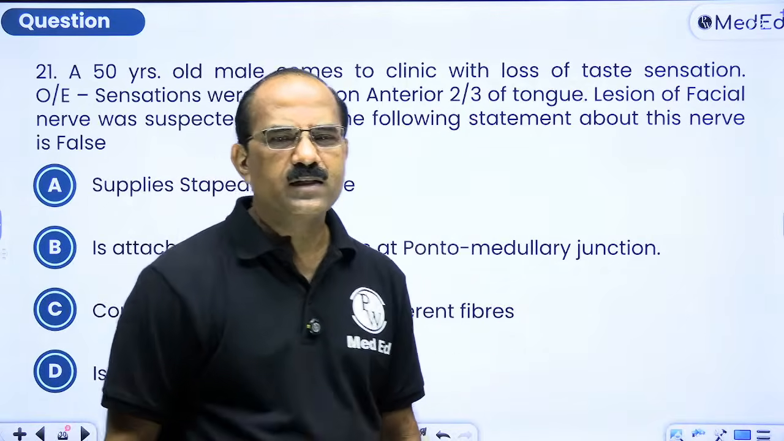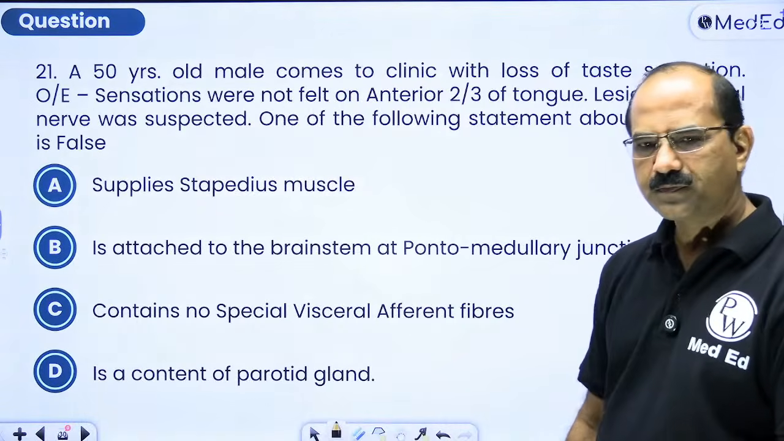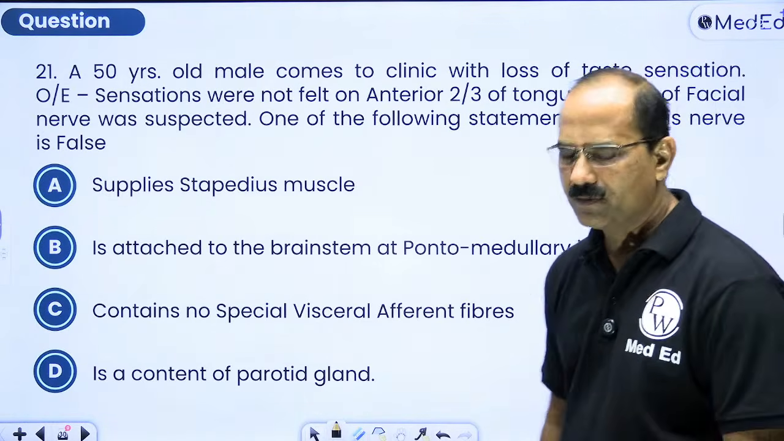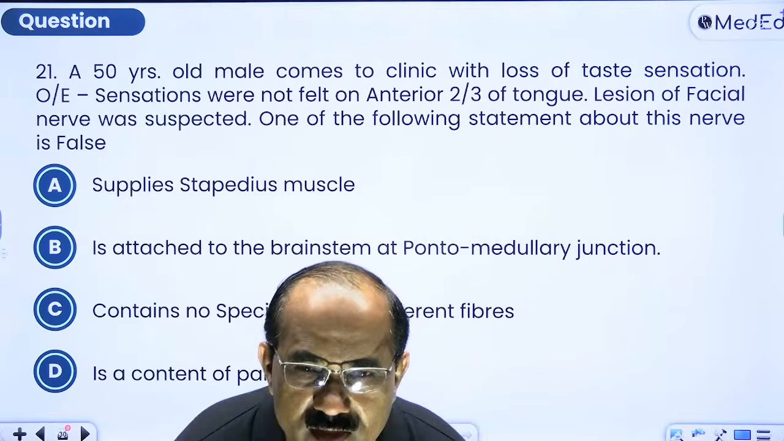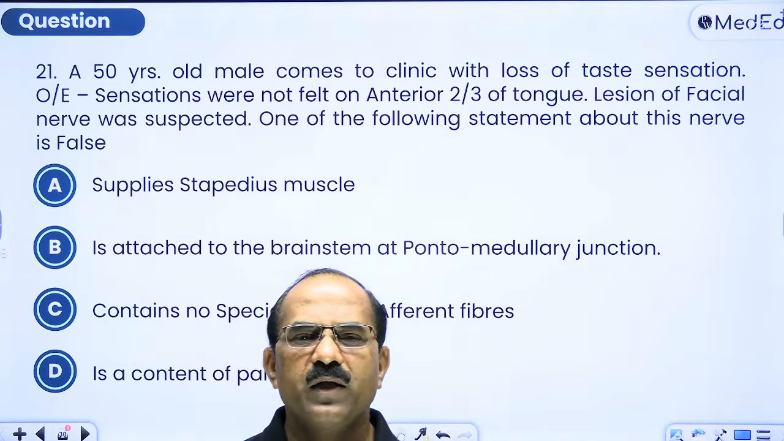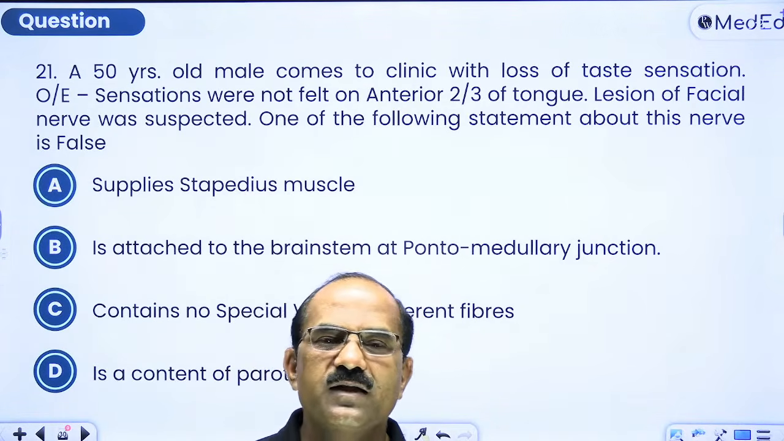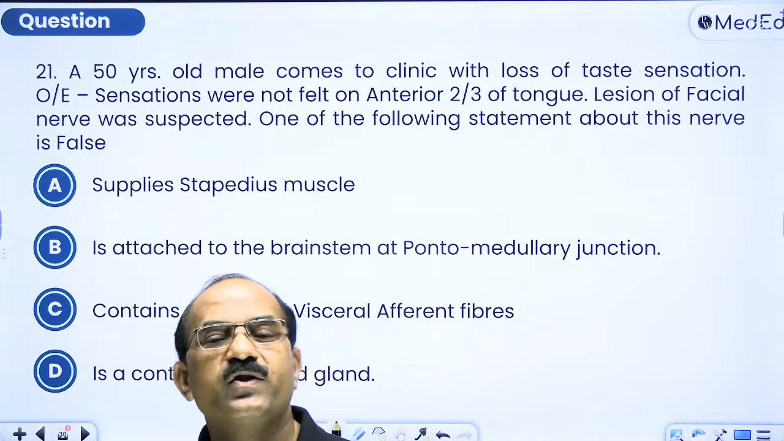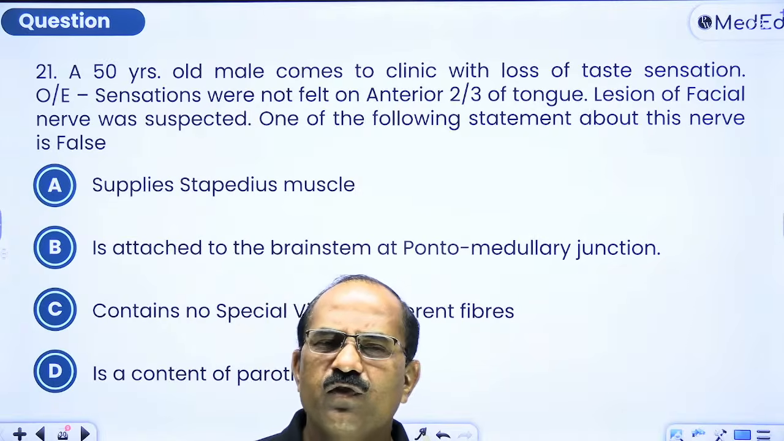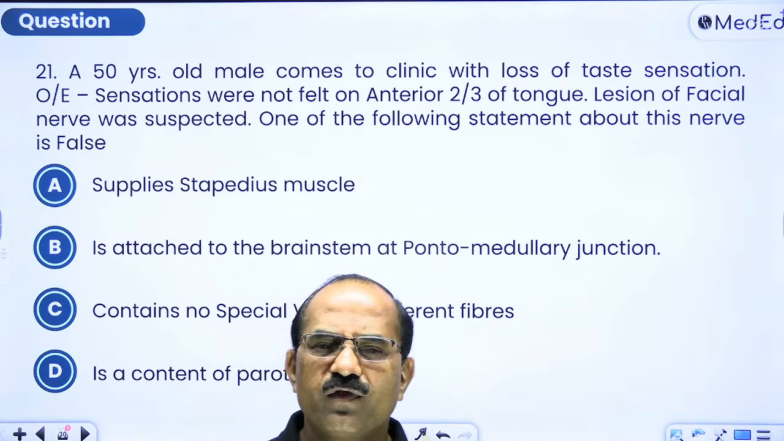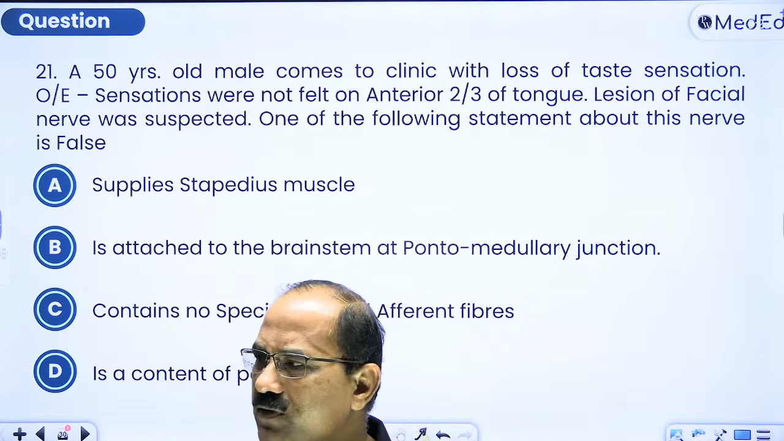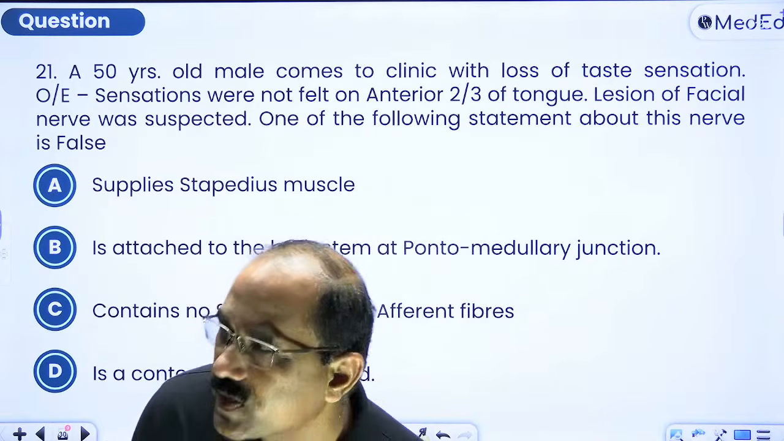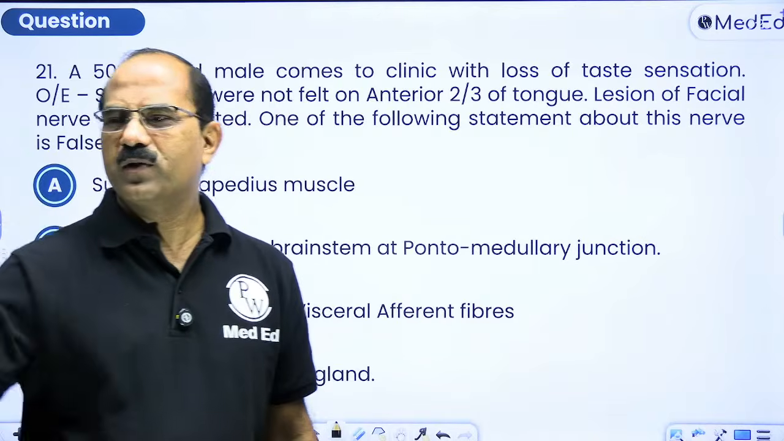Now coming to the next MCQ. A 50 years old male comes to the clinic with loss of taste sensations. Sensations were not felt on the anterior 2/3 of the tongue. Lesion of facial nerve was suspected. One of the following statements about this facial nerve is false. Yes, come on, answer. So facial nerve, बोल सकते हो इसका आंसर?